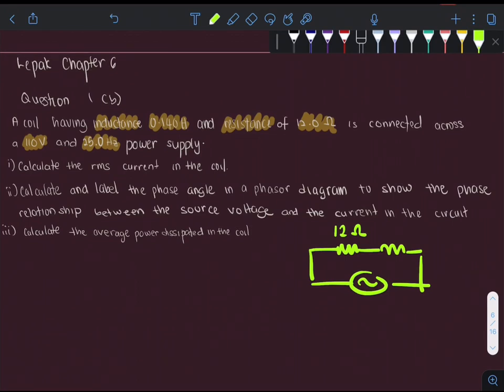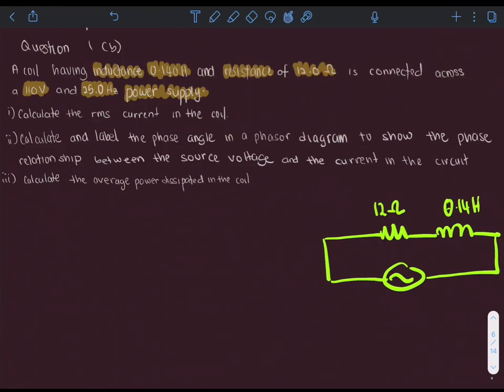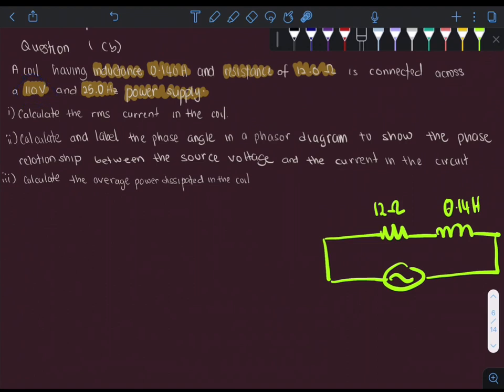Our resistance is 12 ohm and inductance is 0.14 henry, and the voltage given, 110, is basically our VRMS, because for an AC circuit, if it is not mentioned as V0, then it is VRMS. And also, to identify a voltage in the supply, we always refer to the voltage as VRMS. So VRMS here is given as 110 volt with a frequency of 25 hertz. These are the information we have here.